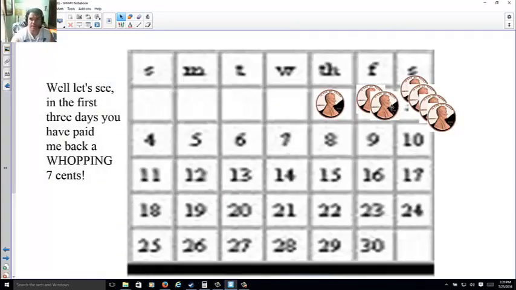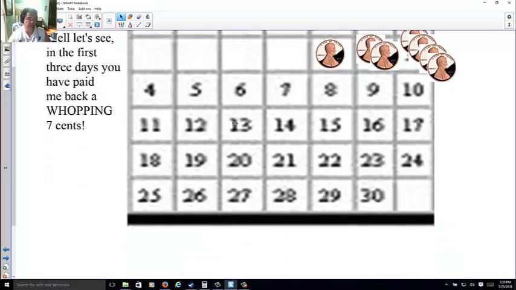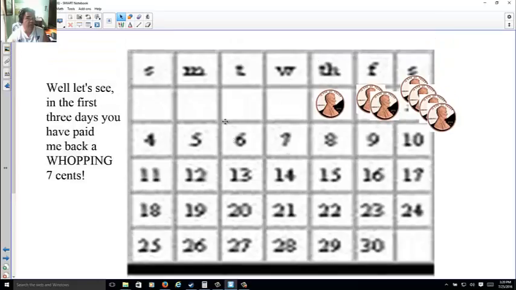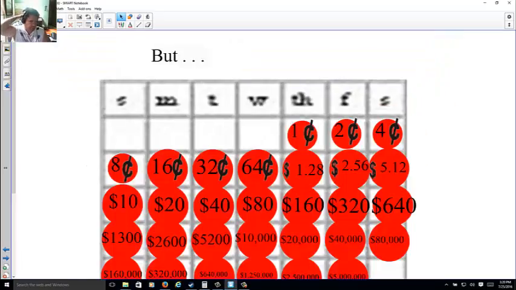The first 3 days are simple. The first day you owe me a penny. Okay, and the second day you owe me 2 pennies. So far you've paid me 3 cents. And then on the third day you paid me 1, 2, and 4. So far I made a whopping 7 cents for my $1,000 investment. So far it looks like I've really lost my mind. But then let's take a look further.